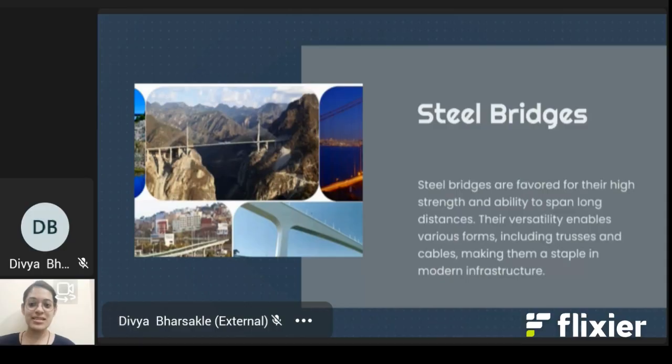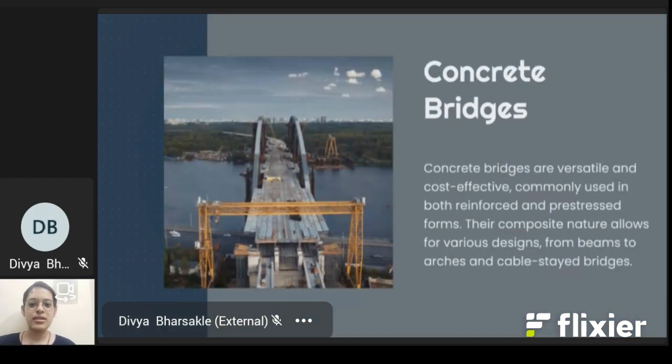The second one is the steel bridges, which is the most famous one as we can see nowadays. They are used for high strength and ability to span long distances and transferring the load efficiently and easily. The concrete bridges are versatile and most of all cost effective, mostly used with reinforced and pre-stressed form, and they allow various designs to form architects, cable bridges and most of the structural bridges as we have seen earlier.